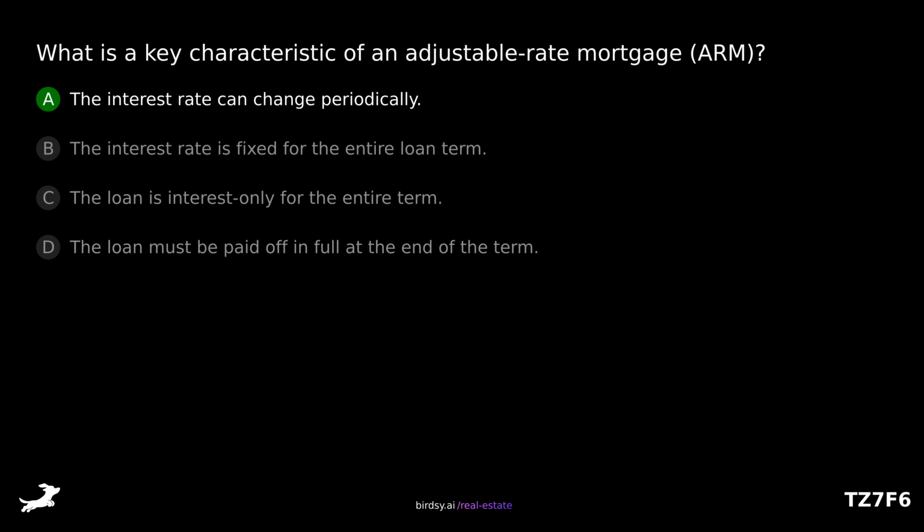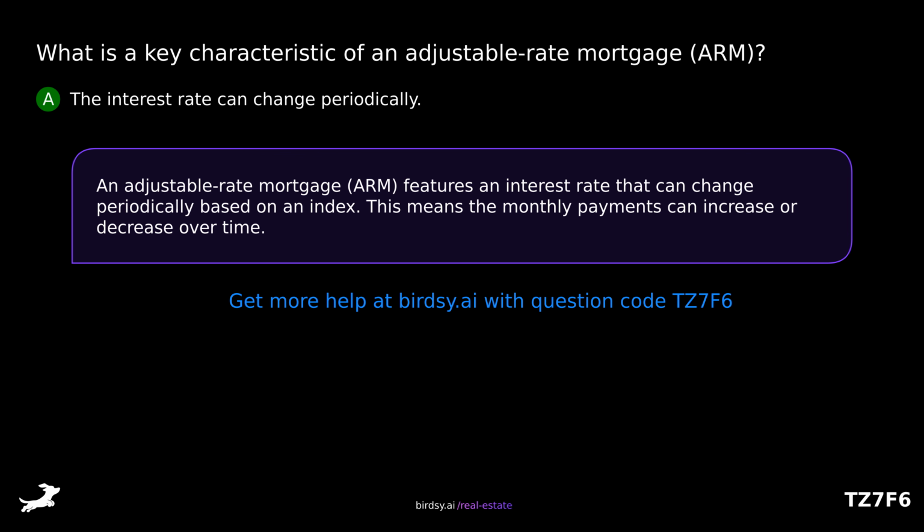The answer is A, the interest rate can change periodically. An adjustable rate mortgage features an interest rate that can change periodically based on an index. This means the monthly payments can increase or decrease over time.